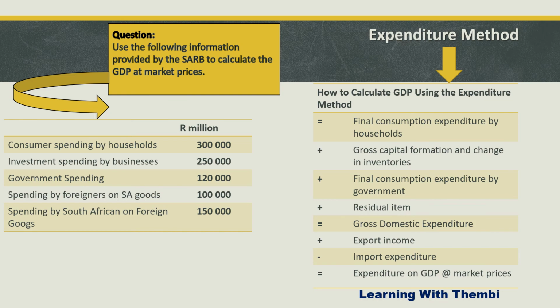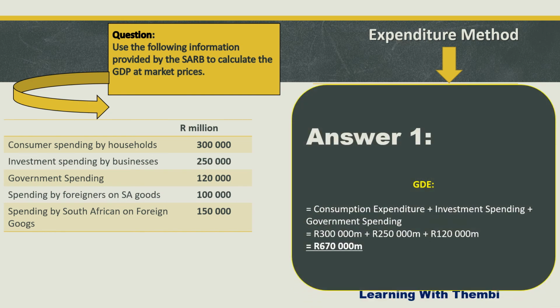So our first answer here will be responding to the gross domestic expenditure and its value after adding the consumption expenditure by household and the investment spending by businesses together with the government spending. It will give us 670,000 million rands.